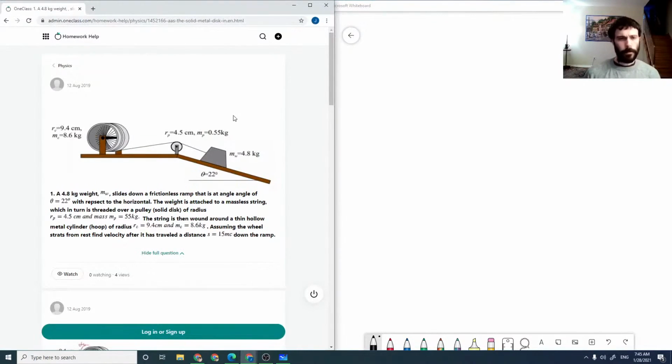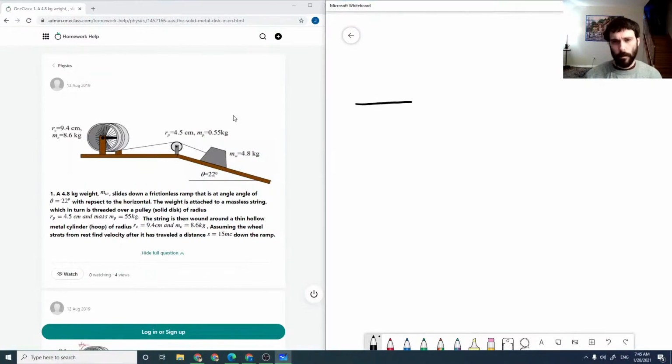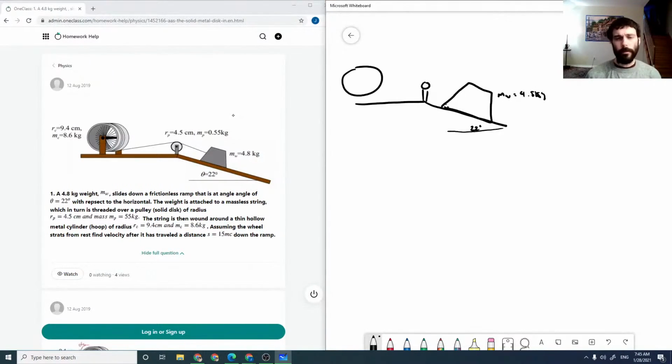So this one here, we've got a 4.8 kilogram weight, which is sliding down a 22-degree incline. Let's try a bit better. Okay, so we've got our weight, and it's attached to a pulley, which is attached to a cylinder.